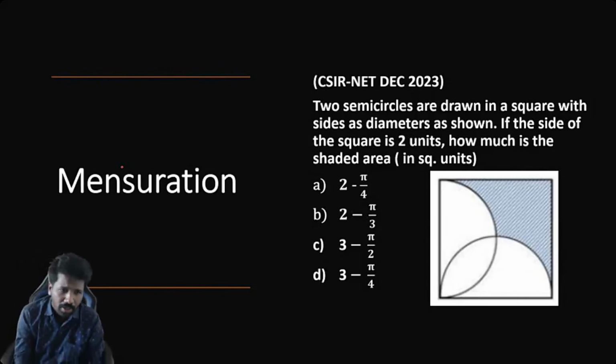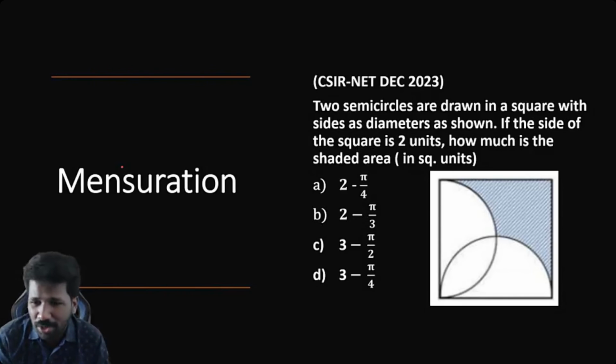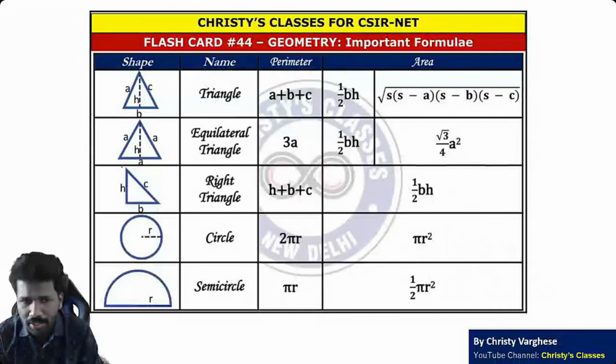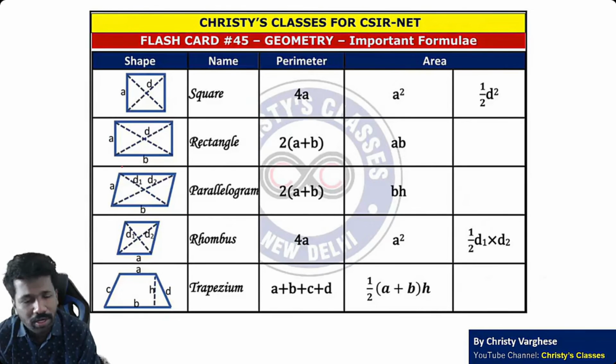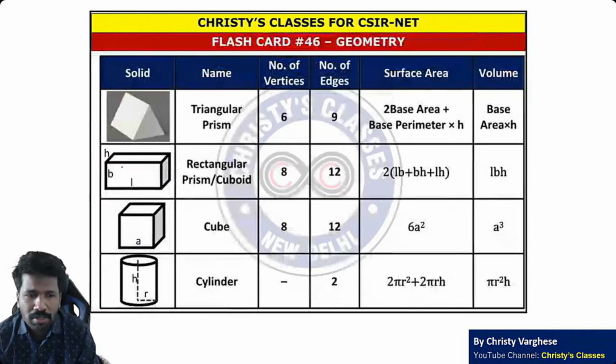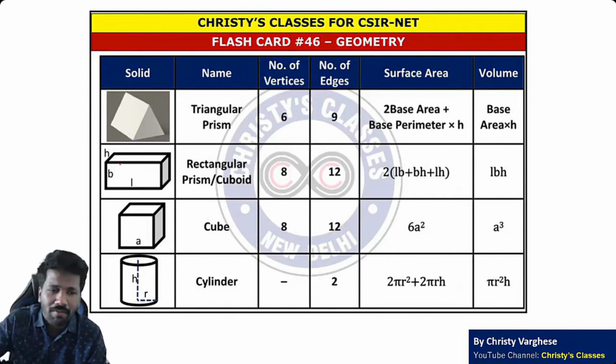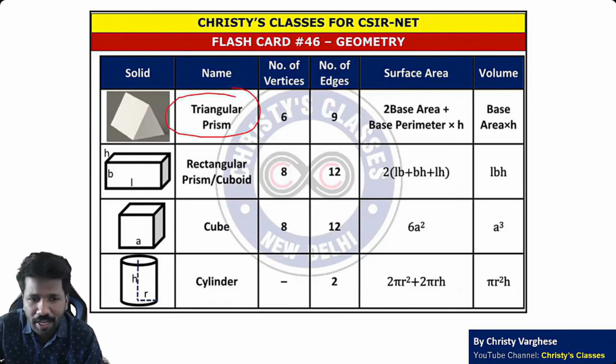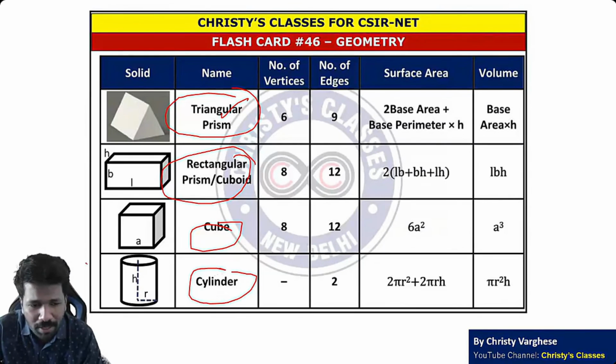Then a very important sub area of geometry is mensuration. Area, perimeter, volume related questions. In that, triangle, circle, semicircle, square, rectangle, parallelogram, rhombus, trapezium, and 3D shapes are also important. In 3D shapes, mainly we can say prism. There are different types of prisms: triangular prism, rectangular prism, cube. Cube is also a prism itself. Cylinder is not technically a prism, but the properties of a prism, a cylinder also follows to an extent. That is why you can understand these 4 shapes simultaneously.